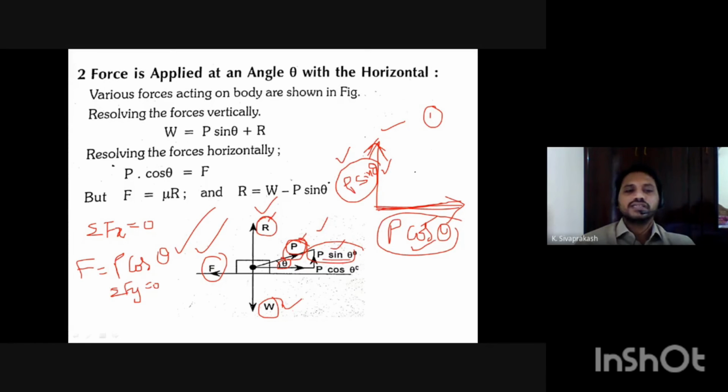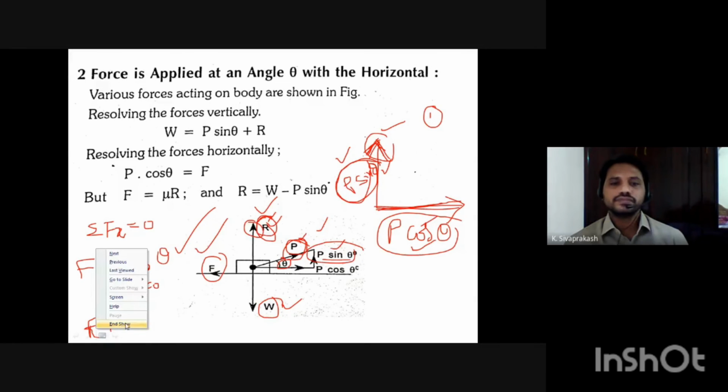Now, when you are applying the equilibrium condition for the vertical forces, the sum of upward forces equals the sum of the downward forces. So what are the upward forces? Let us see in the diagram. See here, the normal reaction force R is an upward force, the arrowhead is towards the upward direction. And P sin theta is also an upward force. So the sum of the upward forces is R plus P sin theta.